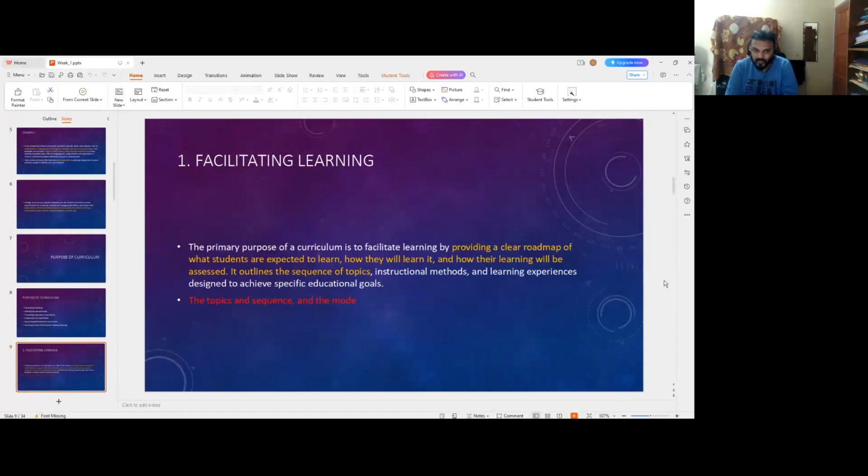Okay, so to cover this, we need a specific instructional method and learning experiences, which we need to design to achieve the specific educational goals. Okay, all right, let's move on to number two.